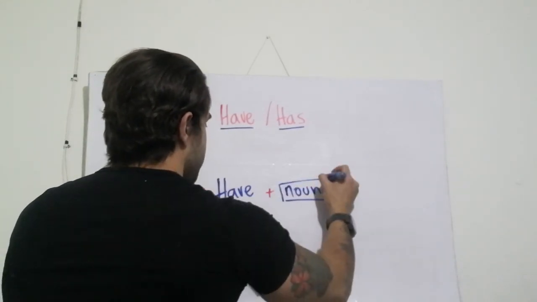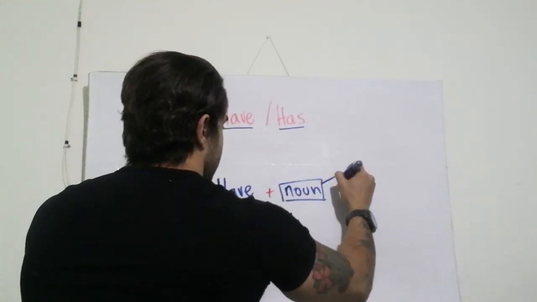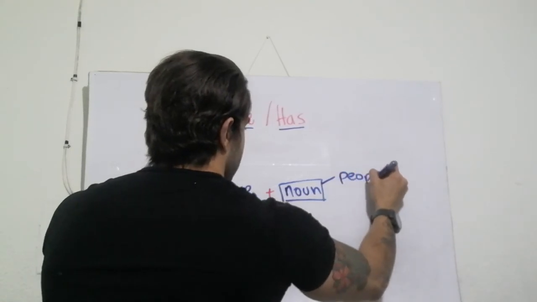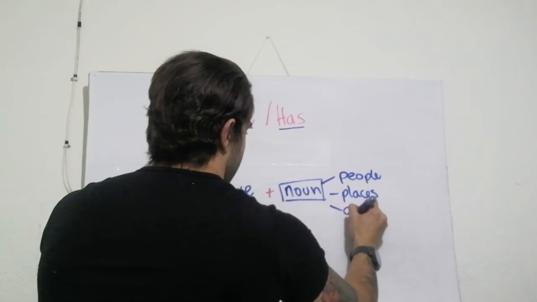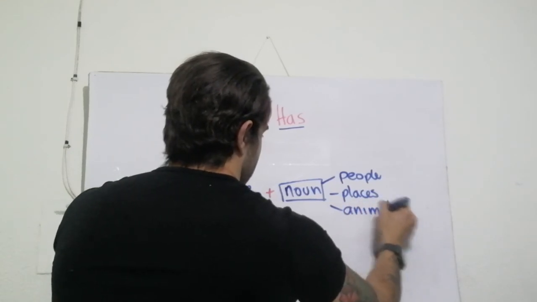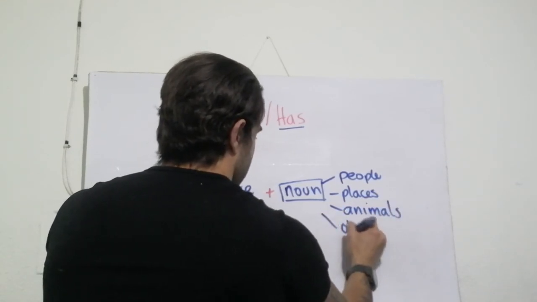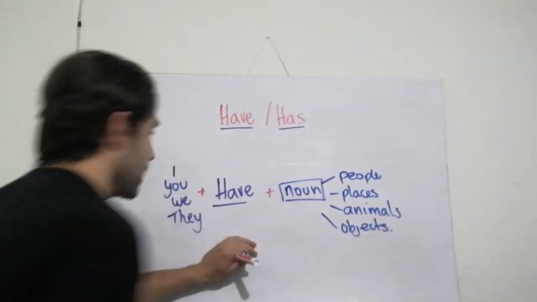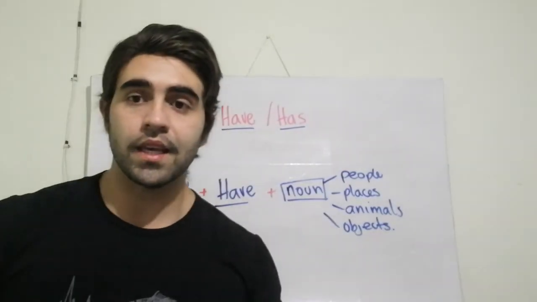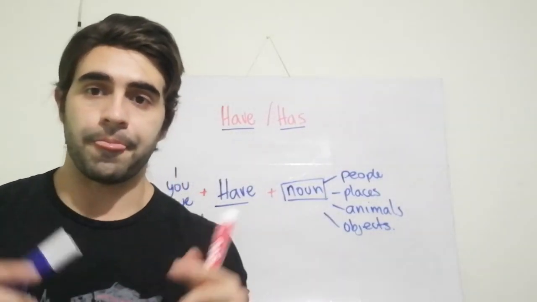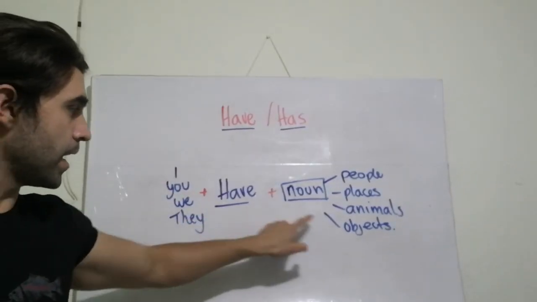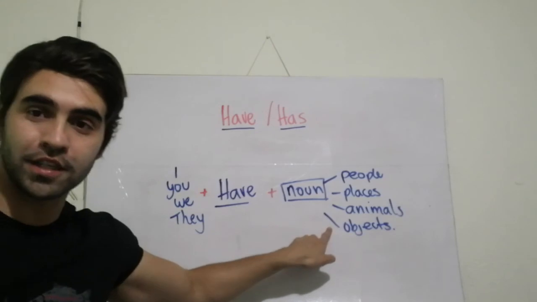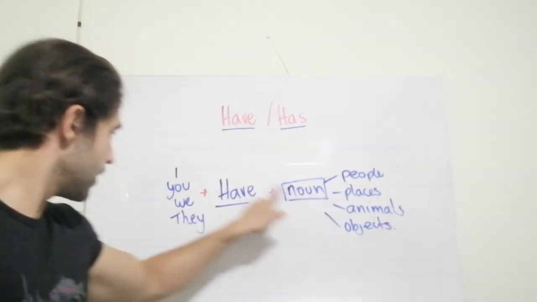Yes, let's remember what's a noun. A noun is people, places, animals, and objects. Yes, this is the basic structure of the verb have. So I say I have a car because it's an object. The car is an object.